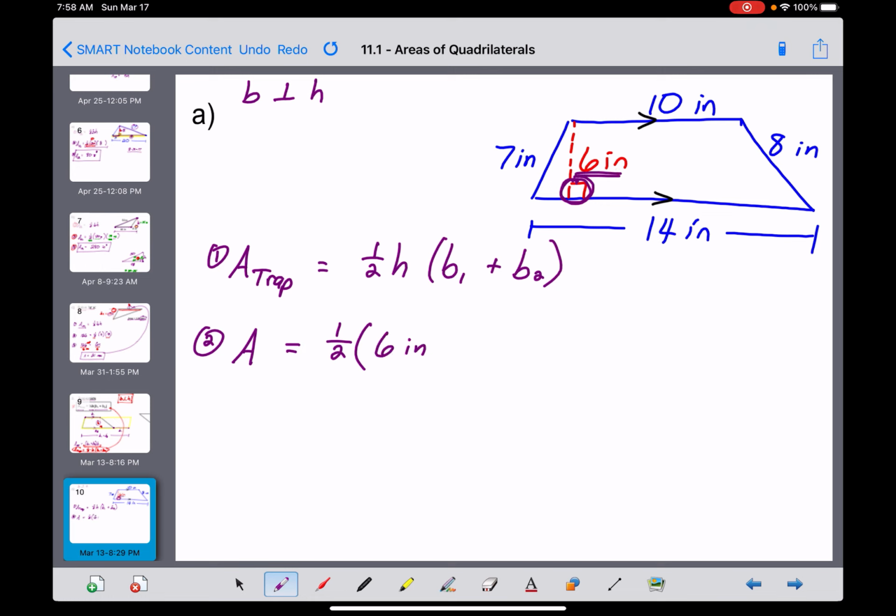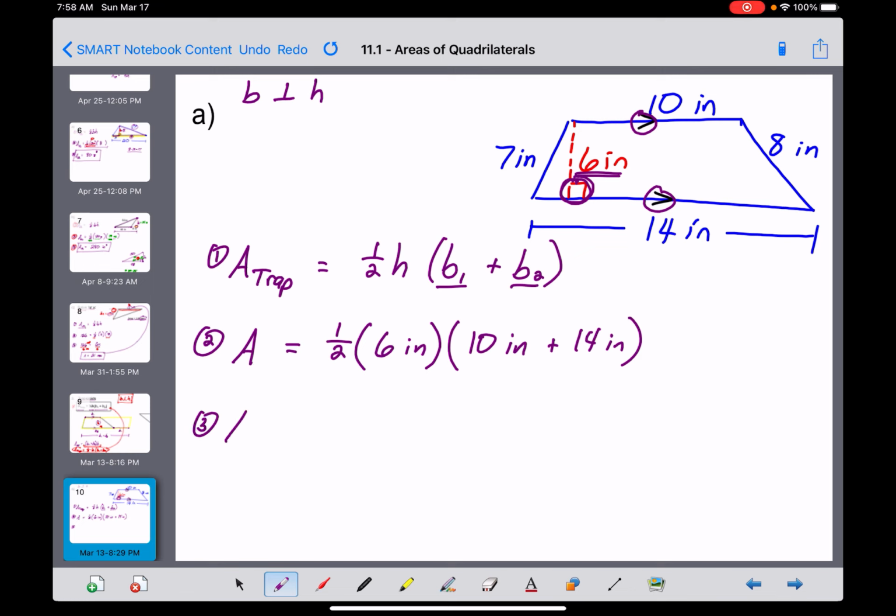Now again, I'm going to put units here because I want to make a point. 6 inches. And then in parentheses, base 1 and base 2. Those are the two parallel sides, and it doesn't matter which one goes first or second because we're just adding them together. So 10 inches plus 14 inches. That's the sum of our two bases.